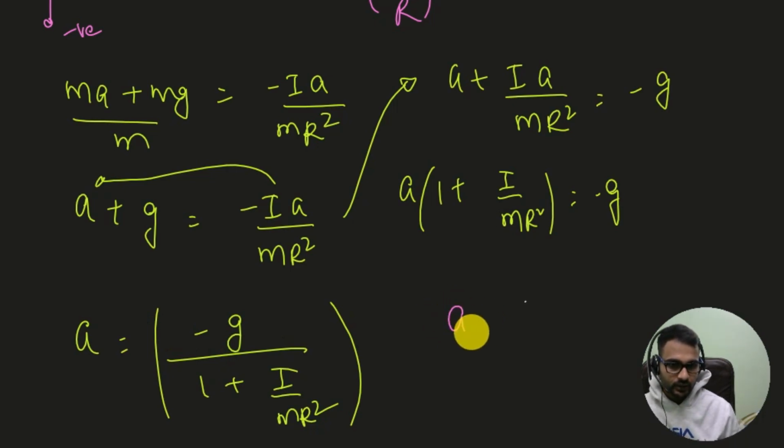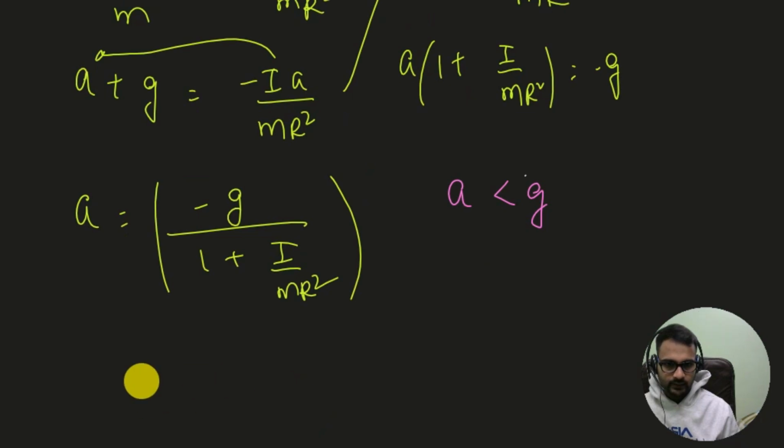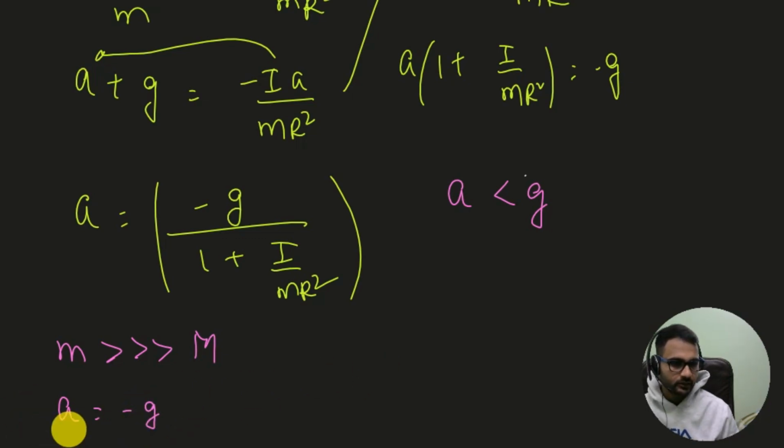Next, acceleration A is less than G. Why? Because this denominator is greater than 1, so acceleration A will be less than G. Next, if you take the mass of the block to be very much greater than the mass of the pulley, then in that case acceleration A will be approximately equal to G, if you see just the magnitude.